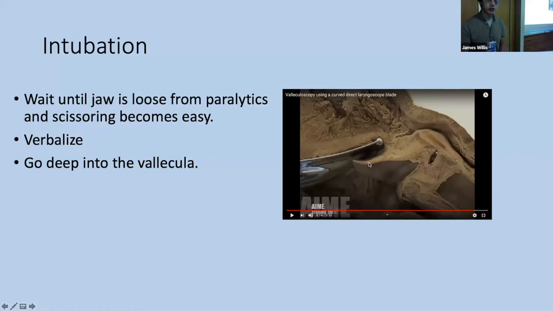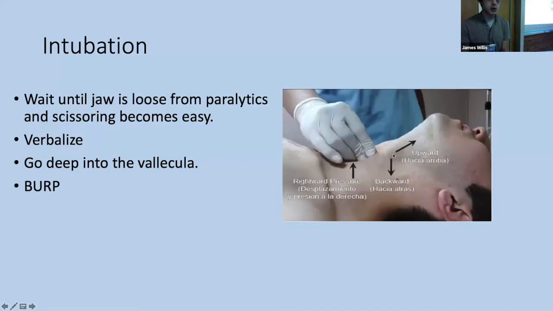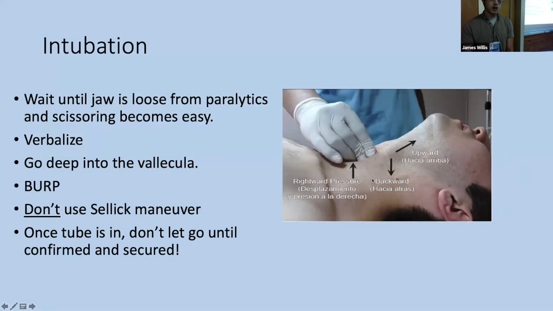And the deeper you go, the easier it is to pop the epiglottis anterior. You can use the BURP maneuver, or the backward, upward, rightward pressure maneuver, and that's a useful skill to help facilitate glottis visualization. The Sellick maneuver is no longer used. It was initially believed that applying cricoid pressure can compress the esophagus and prevent aspiration, but subsequent trials have shown no benefit and actually suggest harm. And once the tube is in, don't let go until confirmed and secure.